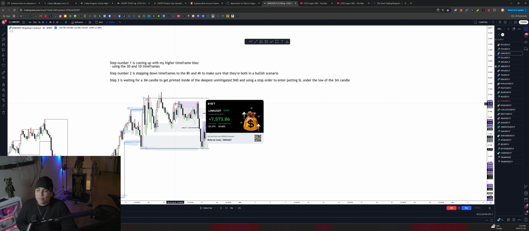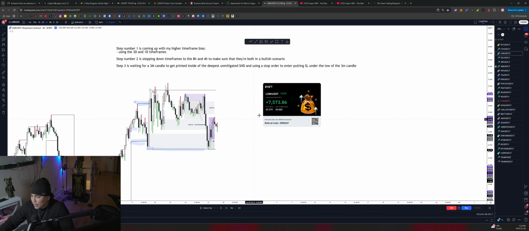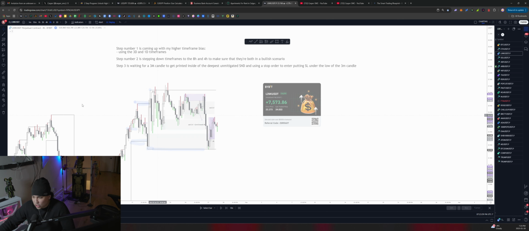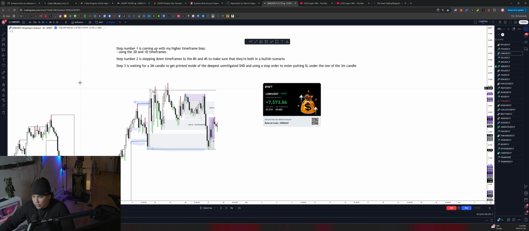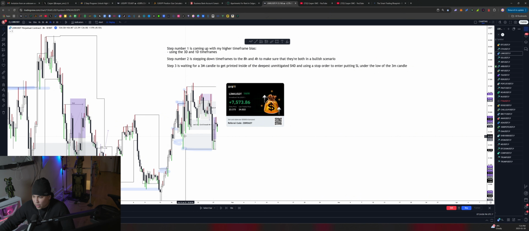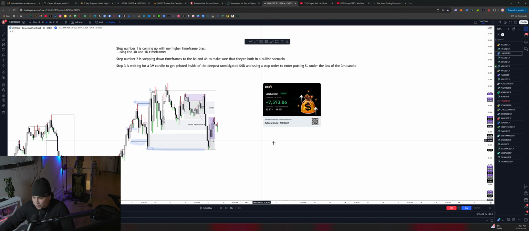Step number 2 is stepping down time frames to the 8-hour and the 4-hour and making sure that they're both also in a bullish scenario. Now that you've done that and you know that all 4 are in a bullish scenario, you can look for the best RR. How do you find that? By finding the smallest S&Ds in the ranges. So that's how I did it here. That's why I did it in the 4-hour, because the 8-hour had such a big range right here. I ended up just using the 4-hour, which is also the wick right here in an 8-hour candle in the 8-hour S&D. So then in the 4-hour, I ended up using this S&D.